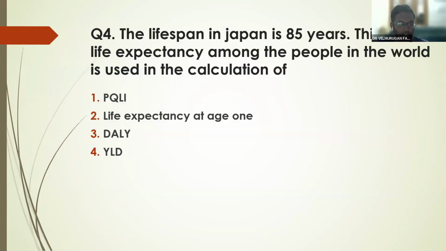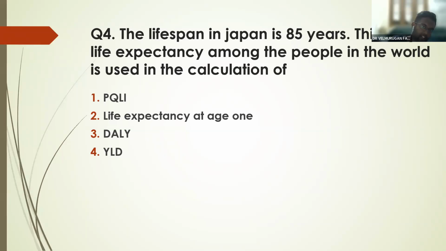Okay, next, answer this question. The lifespan in Japan is 85 years. This longest lifespan among the people in the world is used in the calculation of. Someone raise your hand. Okay, good answer. So this longest lifespan is used in the calculation of.